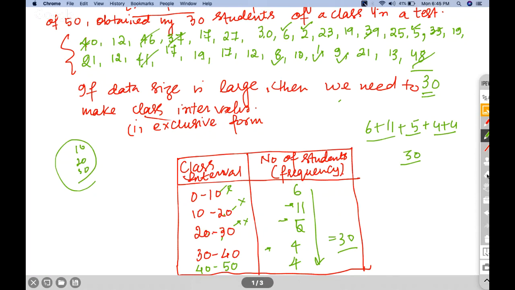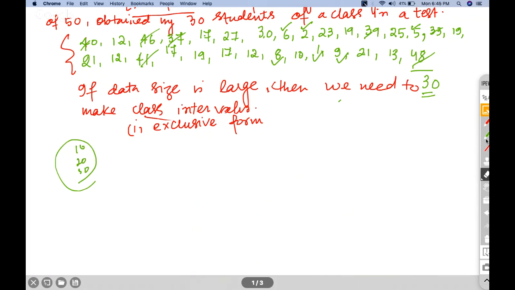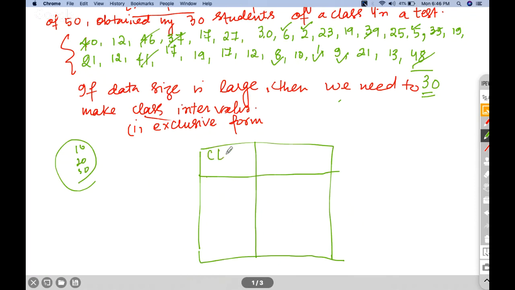Now let me make the same table in non-exclusive format. So sorry, yes, non-exclusive format or inclusive format. So inclusive format means now I will not have that problem of where I should fit 10. So I write class interval here, and this is from 0 to 10, 11 to 20, 21 to 30, and 31 to 40, and this is frequency.